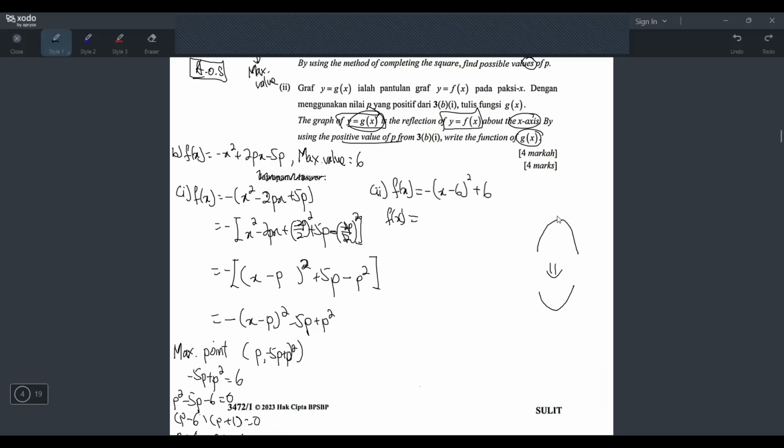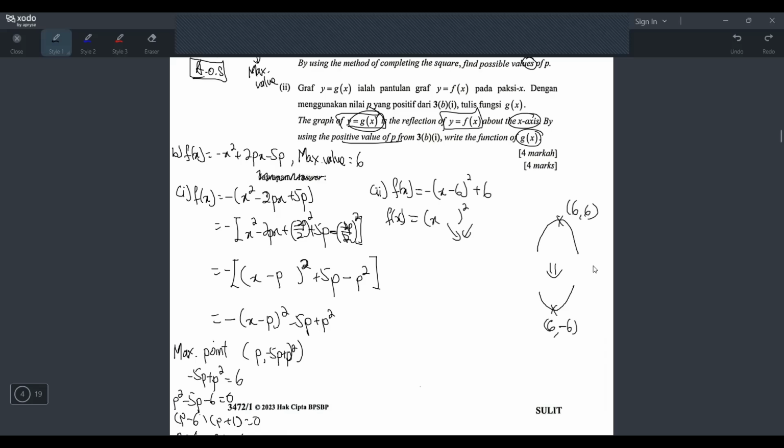So it means your maximum point is (6, 6). So now I want you to imagine this. The whole thing reflects in the x-axis. What do you think will be your shape now? It will be a U shape. It means it will no longer be negative, it will be positive x squared, right? But what will be your turning point? Some of you will tell me negative 6, but it's wrong. The x coordinate will still be 6, but the y coordinate will become negative 6, right?